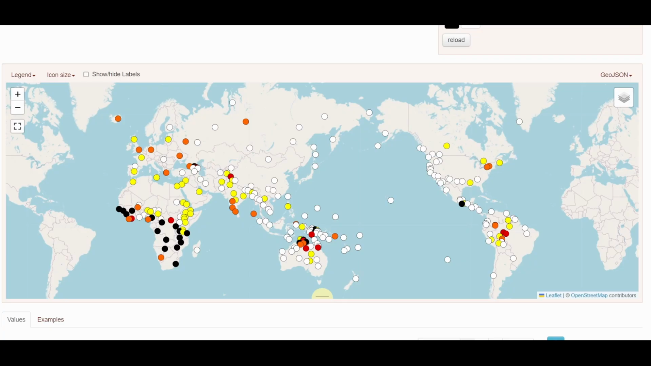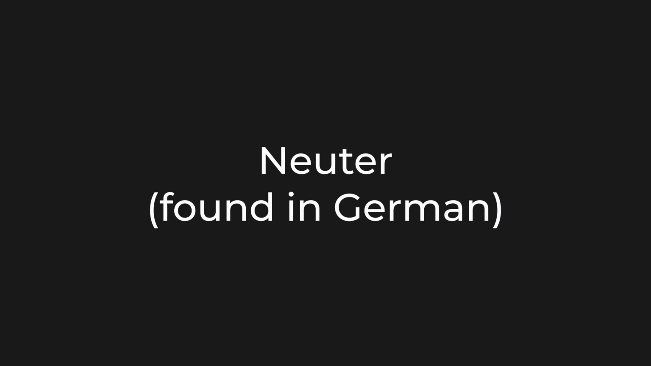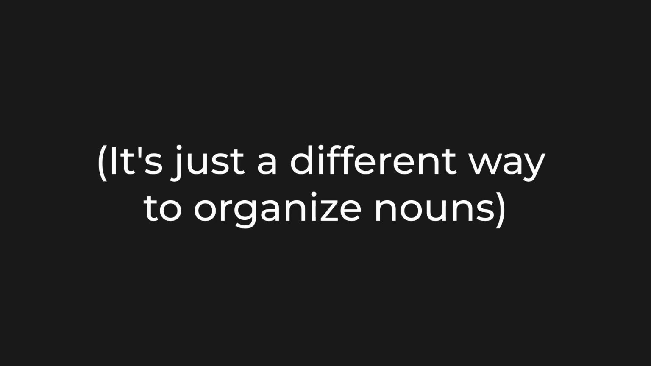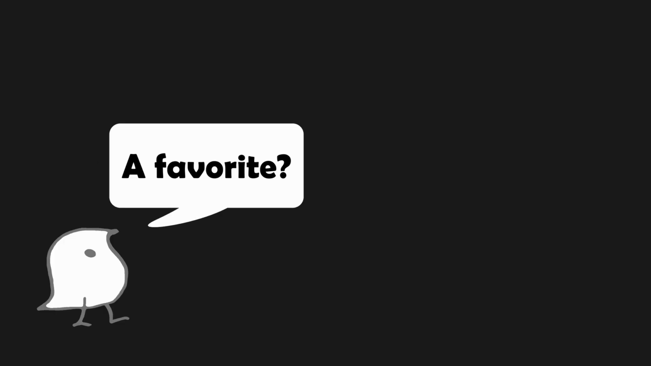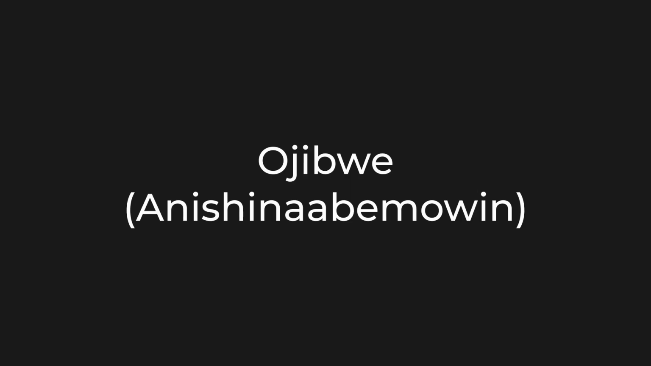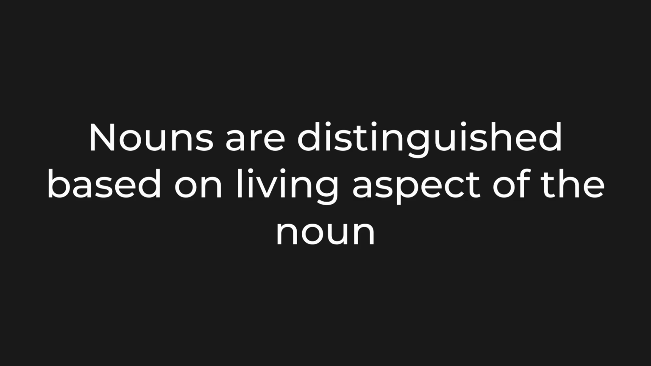For example, a neutral gender, called neuter, like in German, but there's actually more than this dichotomy, masculine versus feminine. We saw the neuter category, but there's also a common versus neuter distinction. This is something found in Danish and Swedish, for example, and it's just another way to organize nouns. There is also one of my favorites, animate versus inanimate. This is found in many Native American languages, like Ojibwe or Navajo, for example. Nouns are distinguished based on if they refer to something alive or not.